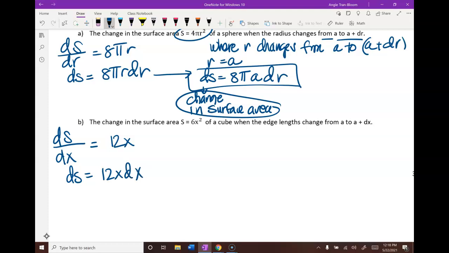Well, students, it wants us to substitute a from a to a plus dx. So if we were to, oh, not that one, sorry, this one. If we were to take out x and put in a, we would have ds equals 12a times dx. And that's all we got to do here.